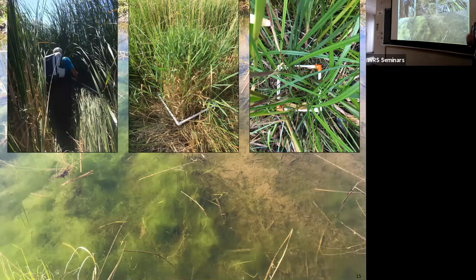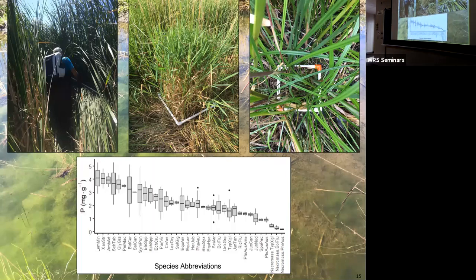We also thought, well, as long as we're out here, we might as well get some nutrients out of the deal. And so this graph is just showing you species-specific nutrient content per unit biomass. And I don't expect you to know what any of these species are. The point of this is just to demonstrate that there's a huge variability in the nutrient content within individual species.